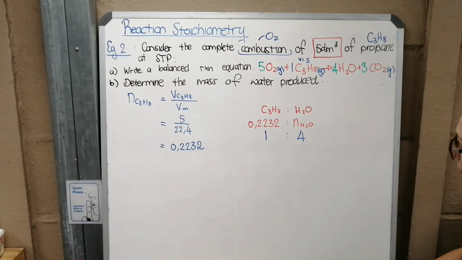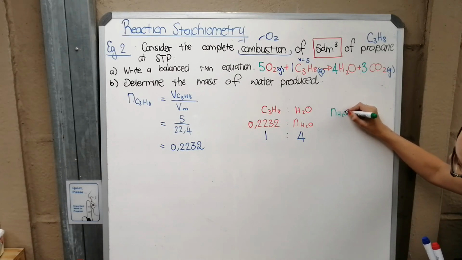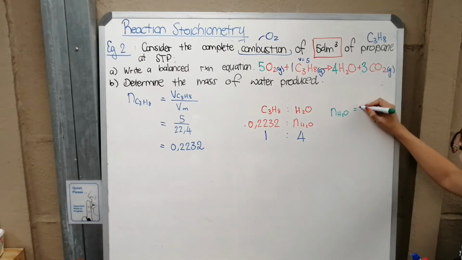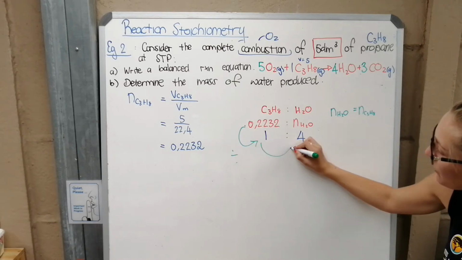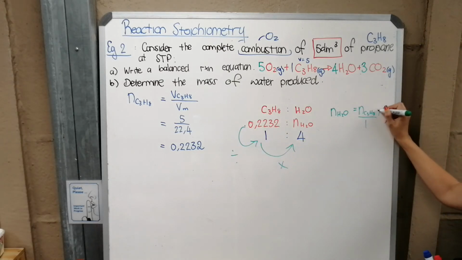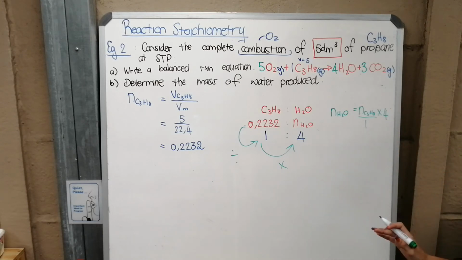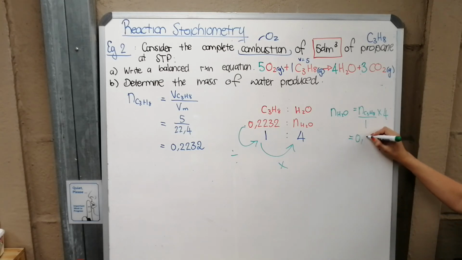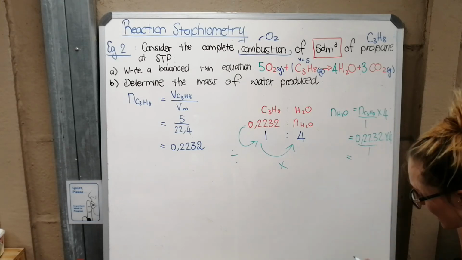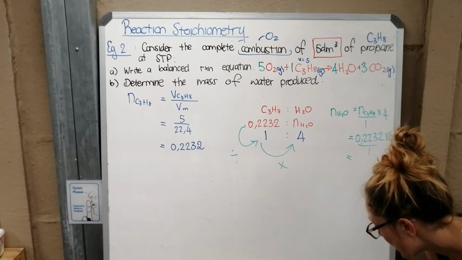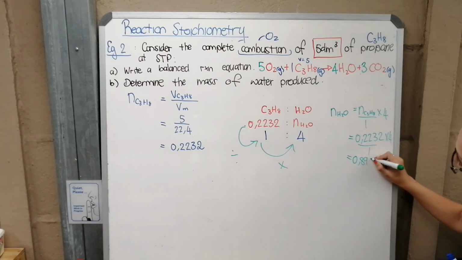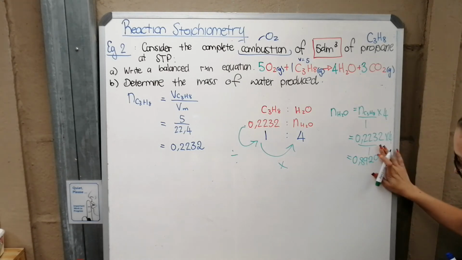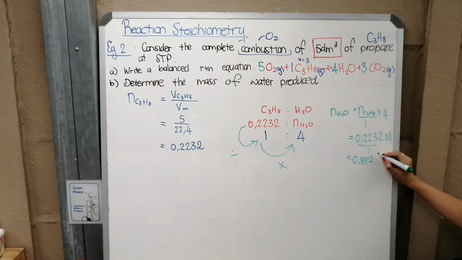So to determine the number of moles of H2O, we take the number of moles of propane, we divide it by 1, and then we times it by 4. Please show me that step. Now we can put in values. So that's 0,2232 over 1 times 4, and we get 0,8929. We would get that because of the rounding.